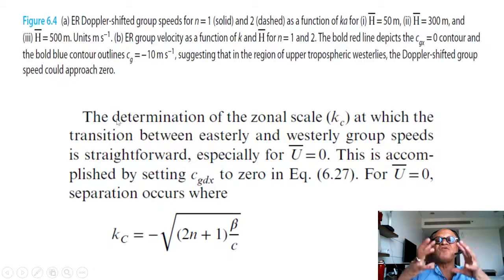What does this mean for energy accumulation? So the determination of the zonal scale Kc at which the transition between easterly and westerly group speeds happens is straightforward, especially for the stationary basic state. This is accomplished by setting CGDX equals 0 in the relation for this. For u bar equals 0, the relation looks like this.